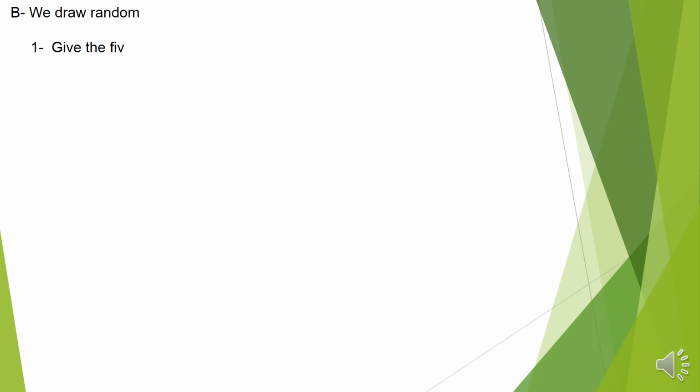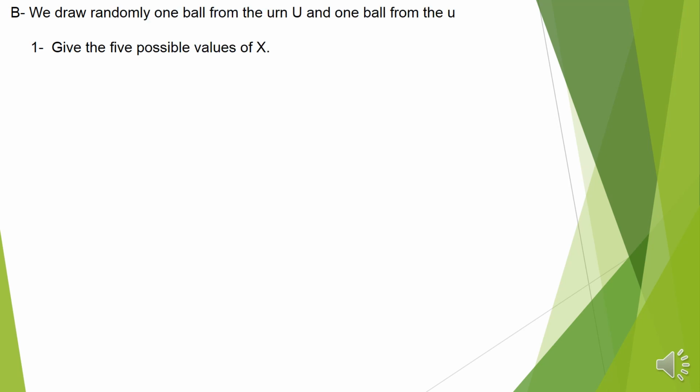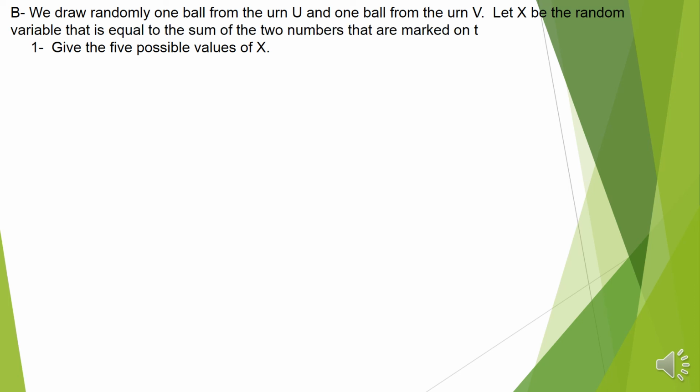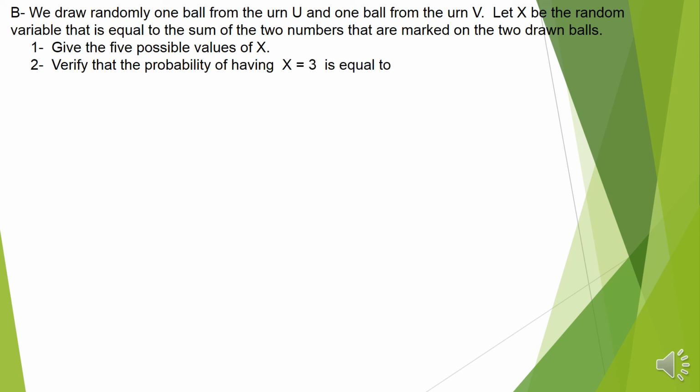The second question: we draw randomly one ball from the urn U and one ball from the urn V. Let X be the random variable equal to the sum of the two balls marked on the two drawn balls. Give the possible values of X. Verify that the probability of having X equal 3 is equal to 29 over 64 and determine the probability distribution of all values of X.